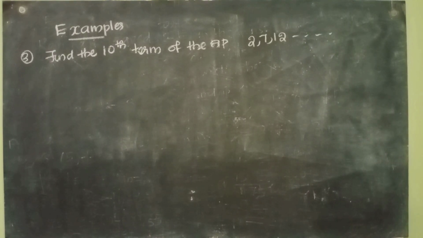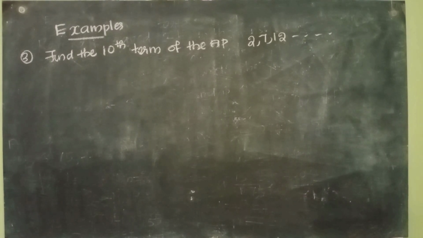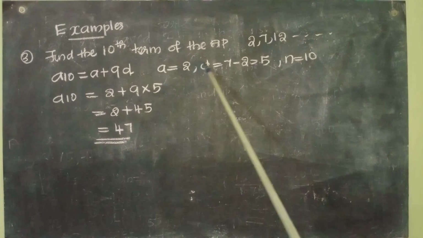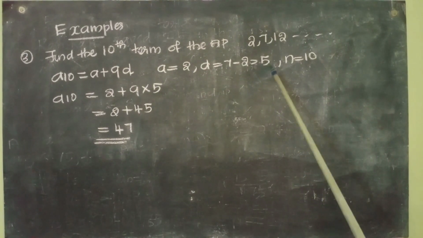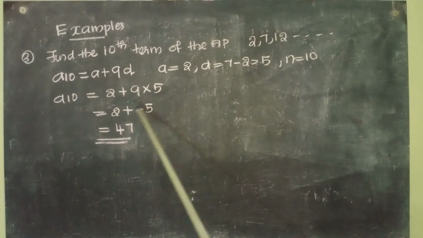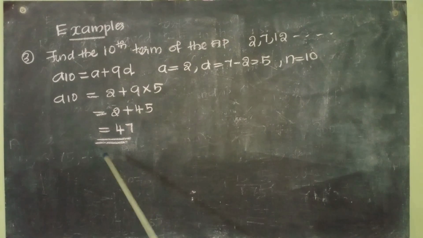Example 3, find the 10th term of the AP 2, 7, 12, etc. We know the 10th term is a10 equal to a plus 9d. Here a equal to 2, d equal to 7 minus 2, that is 5, n equal to 10. a10 equal to 2 plus 9 into 5, that is 2 plus 45 equal to 47.